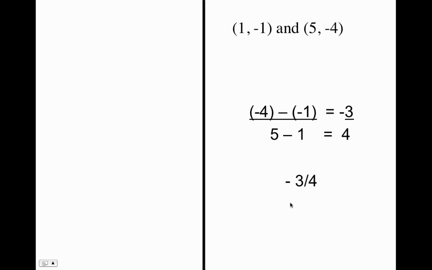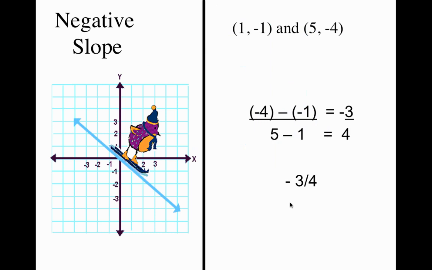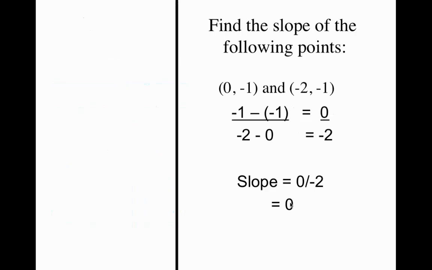Next one, I have -4 minus a -1 gives me a -3, and 5 minus 1 gives me 4. So my slope is -3/4. And here's the graph. It's a negative slope. The penguin goes downhill. Find the slope of the following points.